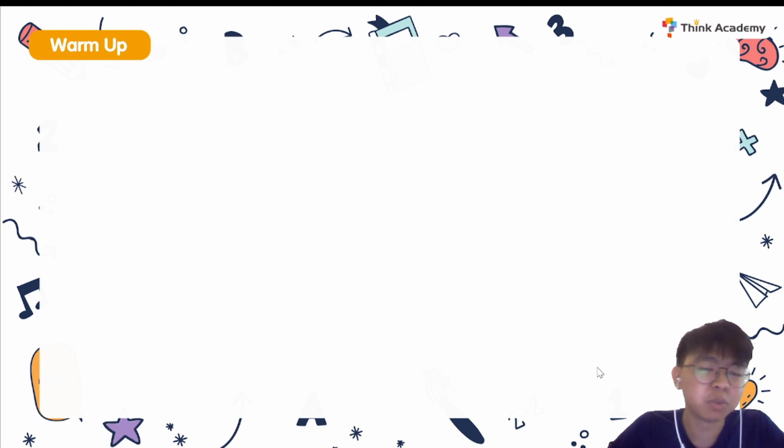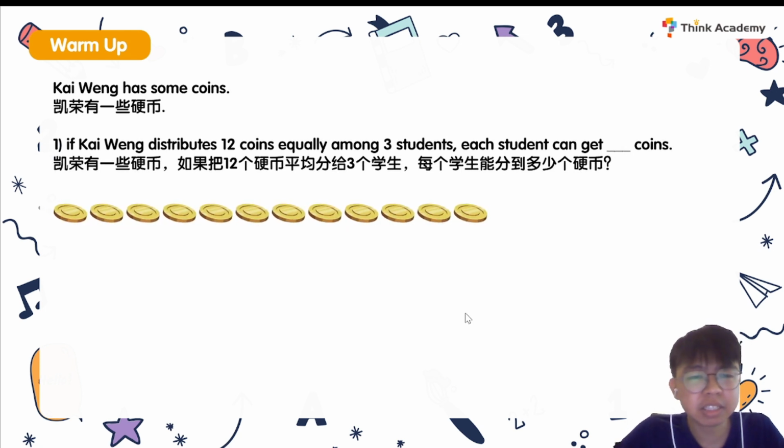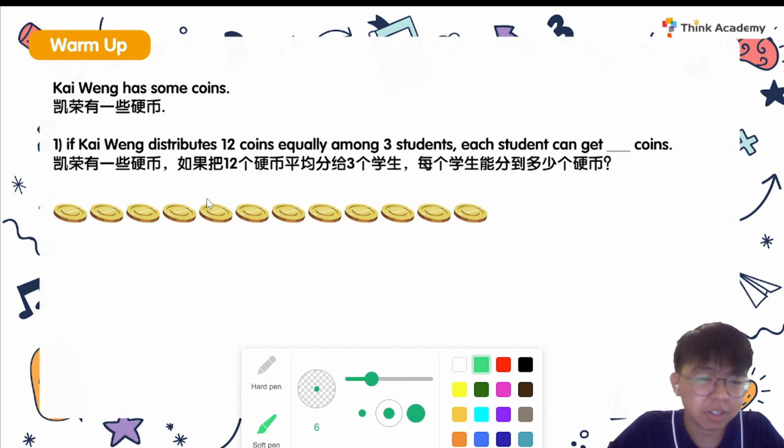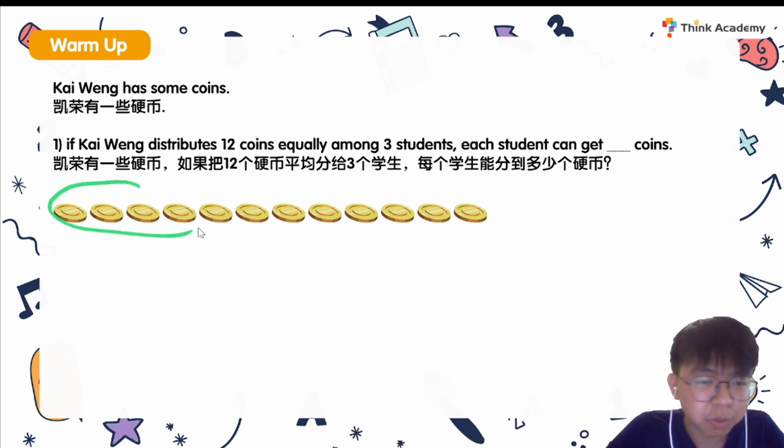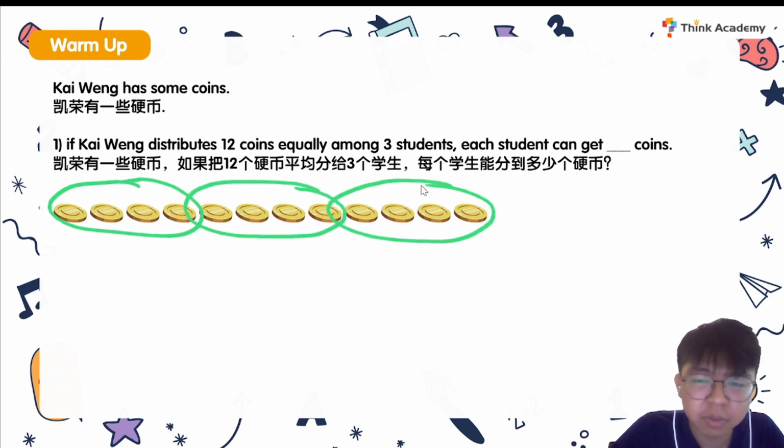So now let's do a recap. In similar questions, if I want to transform this into a sentence, how do we transform this into a mathematical sentence? We use what? Division, right? Good job. So we just know that each of you can get 4 coins, so we circle this as a group. So this is one group and one group.